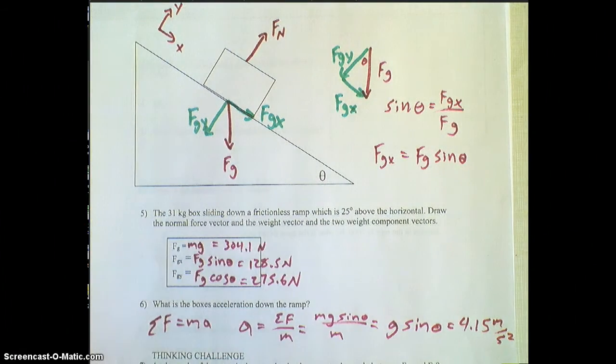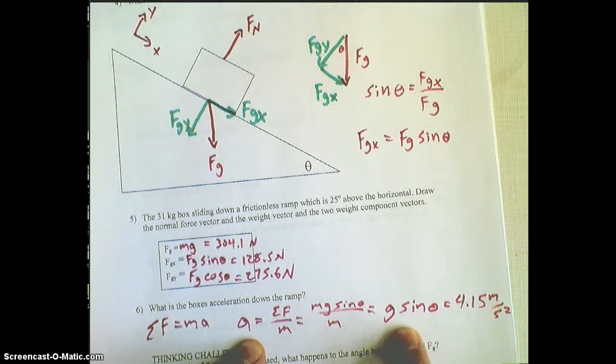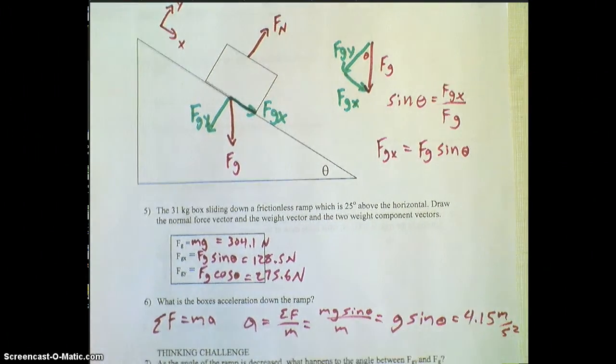So this is a ramp problem in a nutshell. There's no friction here. The only force pulling the box down the ramp is Fgx. Here it is with the numbers, here it is with the variables. Again, I prefer working with the variables because I see that the mass cancels out. Acceleration does not depend upon the mass if there's no friction.